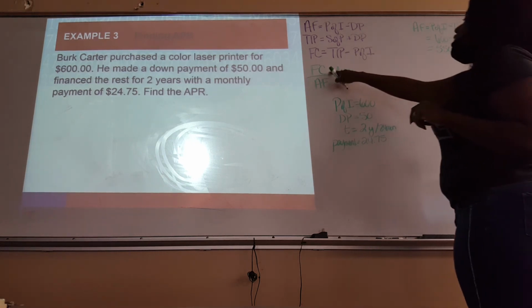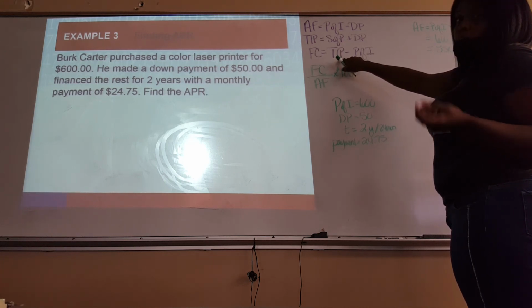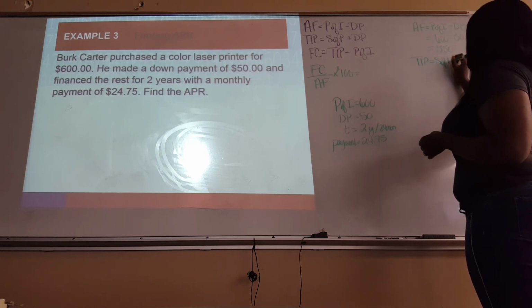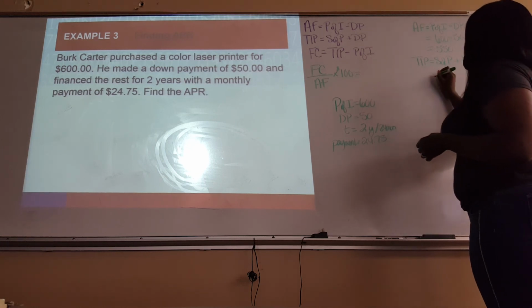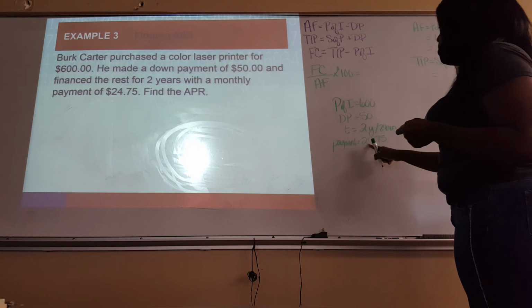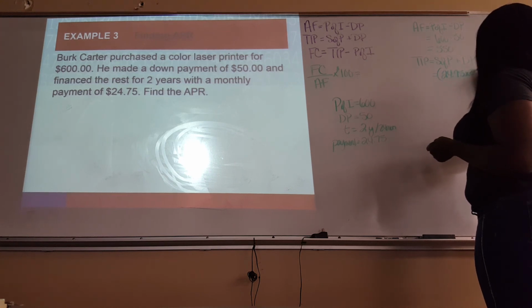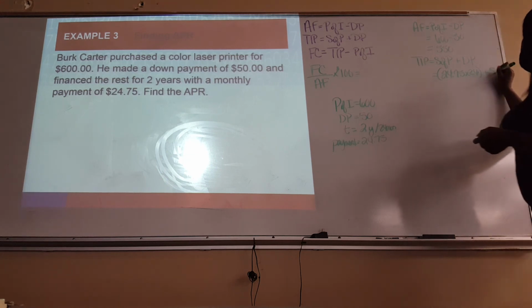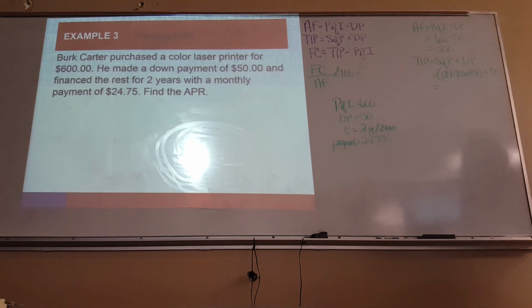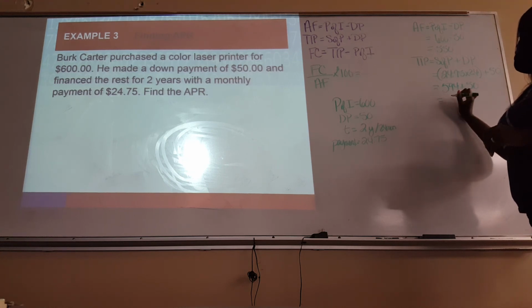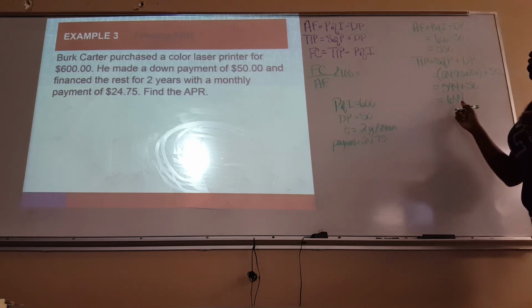Next, we need to find our finance charge, but in order to do so, we need our total installment price. So let's find our total installment price, which is the sum of payments plus the down payment. Our sum of payments is going to be our payment amount times the months that it has to be paid. So that's $24.75 times 24 months, and then we'll add our down payment of $50. We do $24.75 times 24, we get $594, and we still add our $50 for the down payment. So now we get $644 as our total installment price.